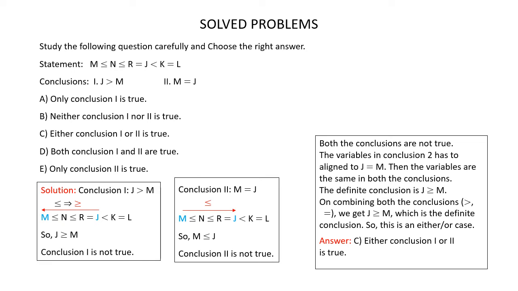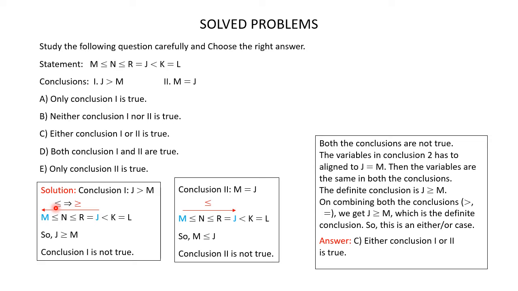Let's solve this problem by considering each of the given conclusions separately. Now, conclusion 1 is J is greater than M. First, write the given statement. Now, we have J here and M here. So, you have to move in the backward direction from J to M. When you move in the backward direction from J to M, you get the symbols equal to, less than or equal to, and less than or equal to. Among these symbols, priority is given to the symbol less than or equal to.